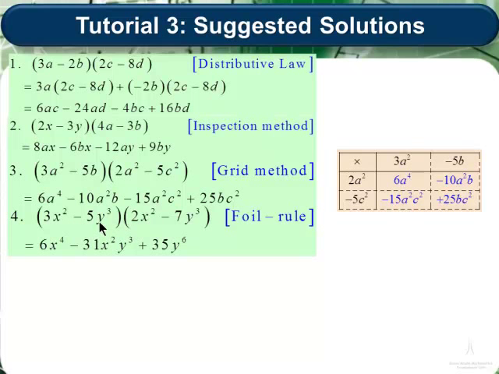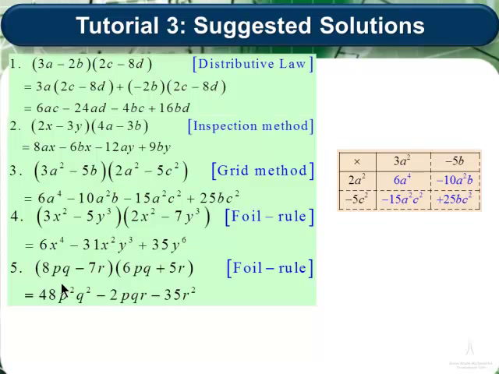And note that these two terms are similar, so we can consolidate. Adding them together we get minus 31 x squared y to the power 3, and finally from the FOIL rule the last terms must be multiplied together, that's the minus 5y cubed and the minus 7y cubed. In this case clearly we have, a minus times a minus is a plus, 35 y to the power 6 according to the exponent rule for multiplication.